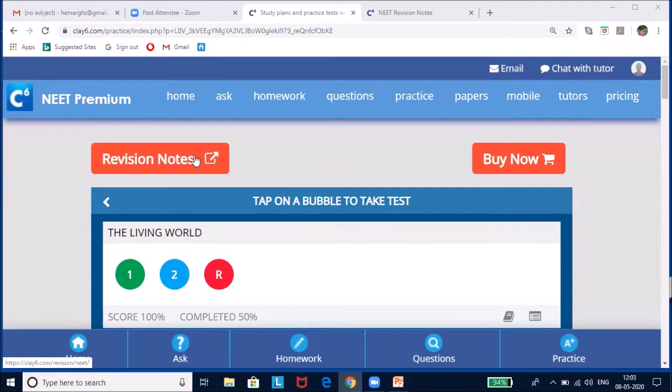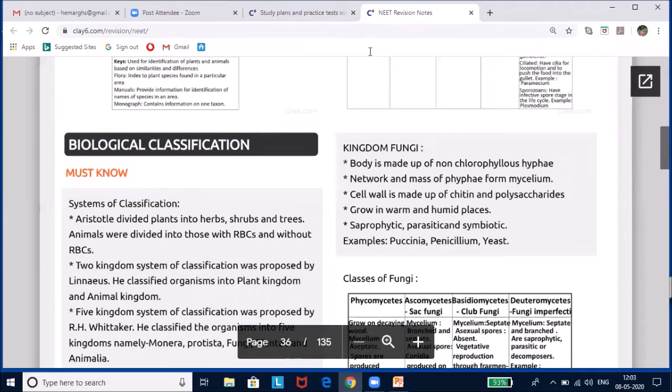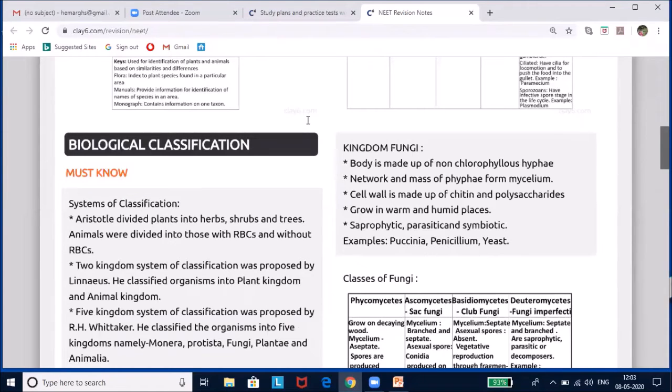Now here you see the revision notes. If you click this, it will take you to the revision notes. These revision notes are prepared keeping in mind what is most important from the NCERT point of view, so that you will be able to get good marks. And if you click this bubble, it will open in a PDF. Since I had to scroll down to get to biology, I've already scrolled down and kept it to the lesson. Now I'm going to get into the lesson. So this is the second lesson, biological classification.